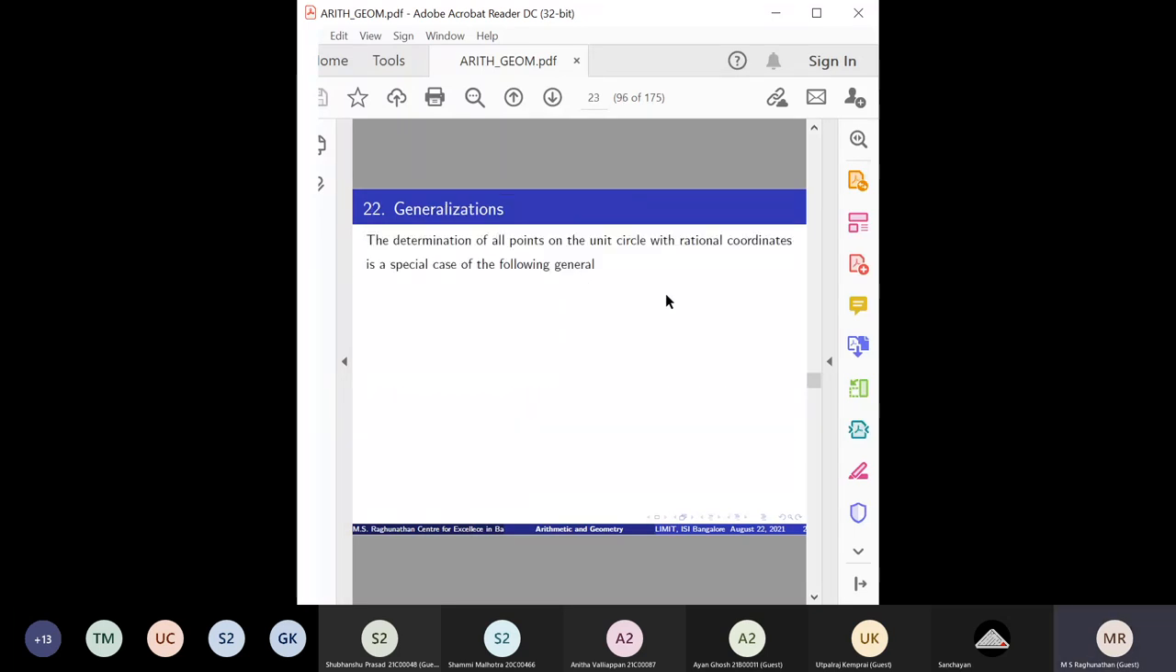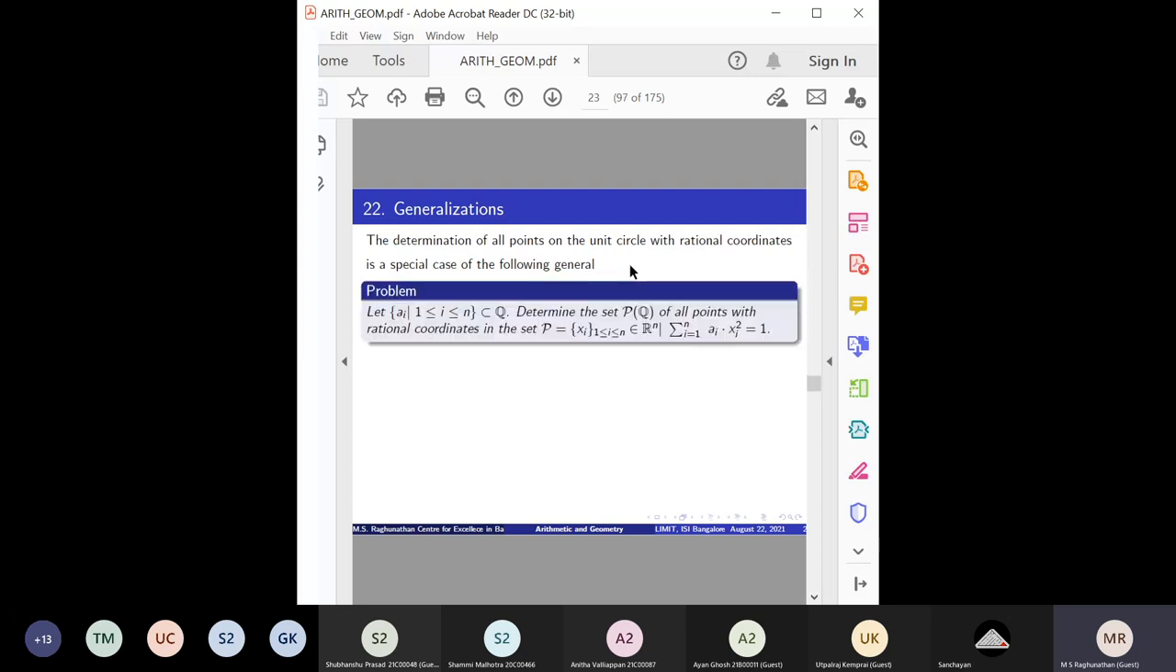The determination of all points on the unit circle with rational coordinates is a special case of the following general problem. Let a_i, 1 less than or equal to i less than or equal to n, be a subset of Q, that is, I take n rational numbers. Determine the set P_Q of all points with rational coordinates. The set P is a set of points in R^n, n-dimensional Euclidean space, with n coordinates, and sigma a_i x_i squared equal to 1.